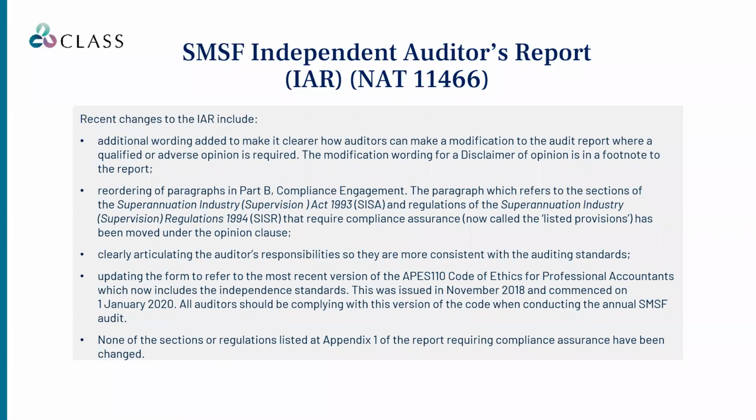Okay, so the ATO has issued a new independent audit report. I won't go through exactly what's written on this screen, but I'll briefly summarize. The motive behind this change is to make sure the template is consistent with the audit requirements for APRA funds. It's incorporating the independence standards from APES 110, the Code of Ethics for Professional Accountants, and reordering some of the paragraphs when the auditor is giving qualified opinions. Noticeably, none of the SIS Act and SIS regulations references in the audit report have been changed.